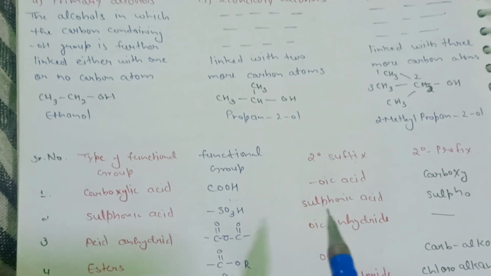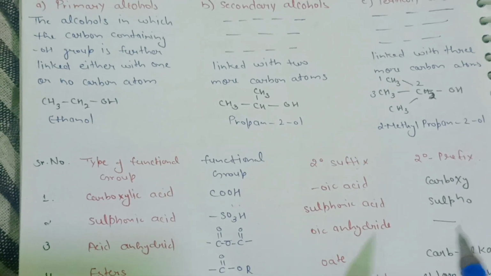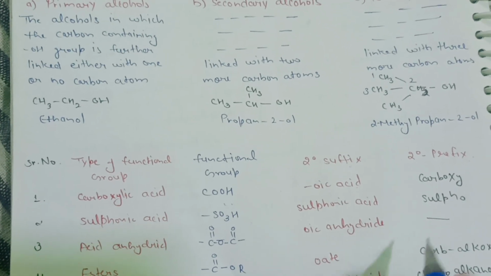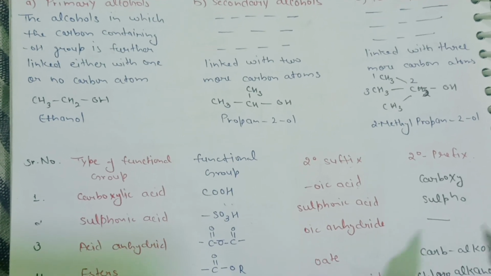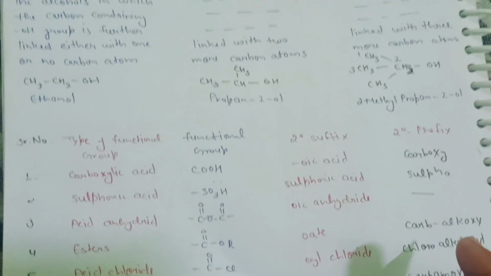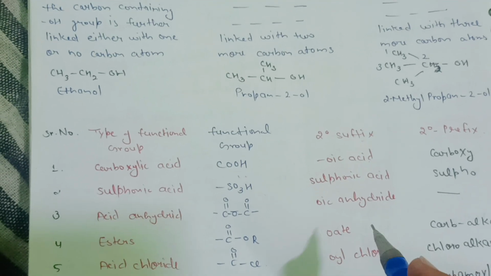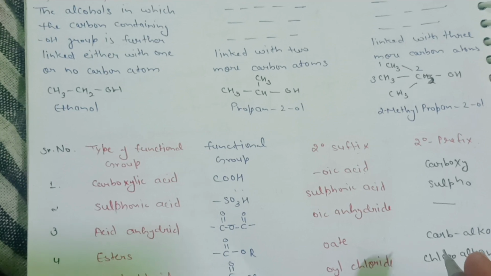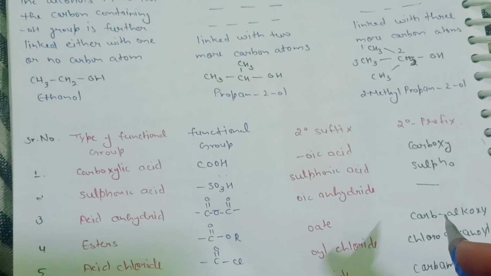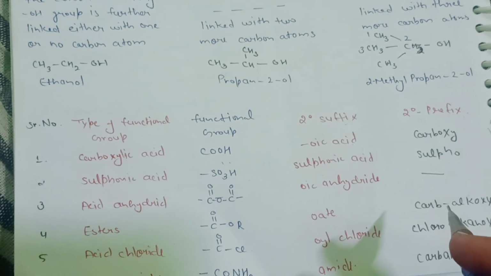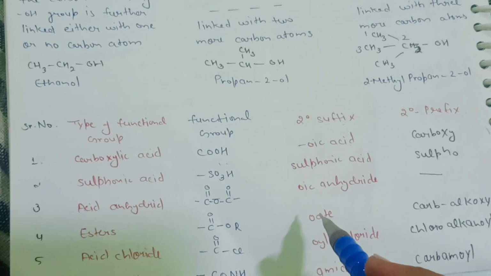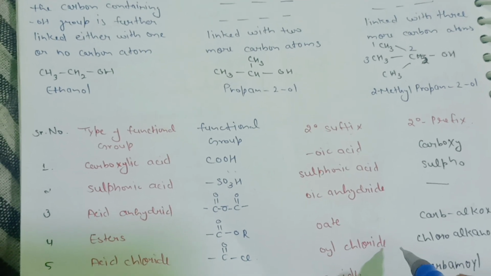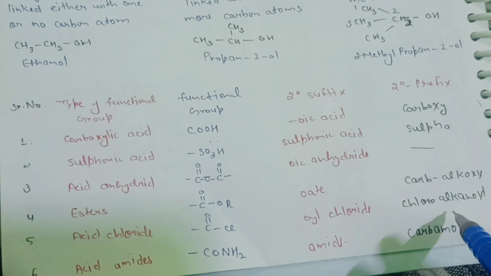Acid anhydride, functional group C double bond O, C double bond O, R. Oic anhydride is the secondary suffix. There is no secondary prefix for acid anhydride. Ester, functional group C double bond O, OR. Secondary suffix, oate, and carbalkoxy is the secondary prefix. Acid chloride, C double bond O, Cl is the functional group. Oyl chloride is the secondary suffix and chloroformyl is the secondary prefix.